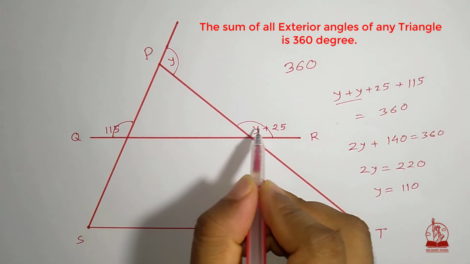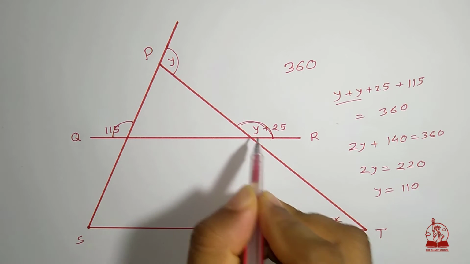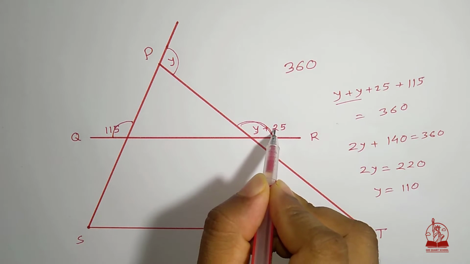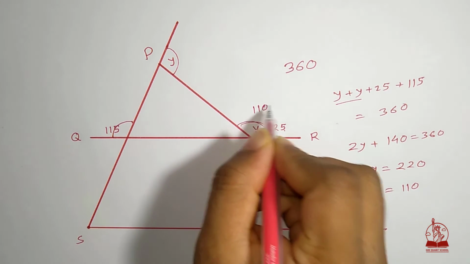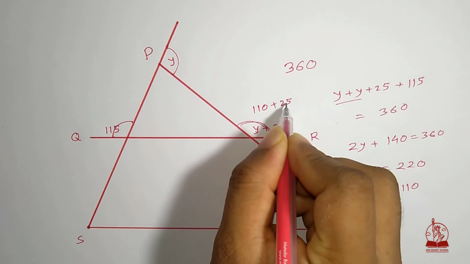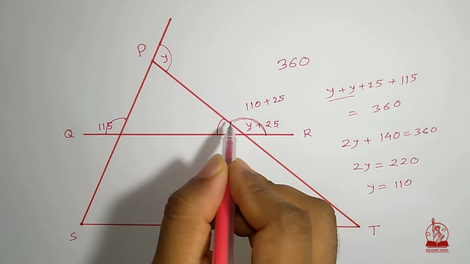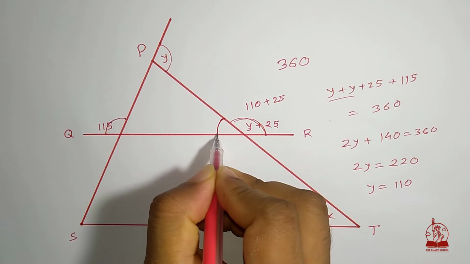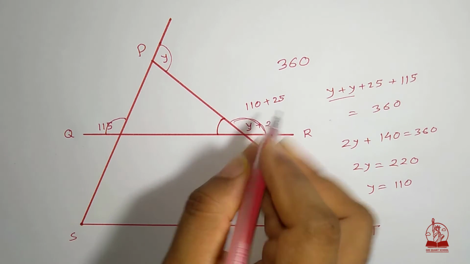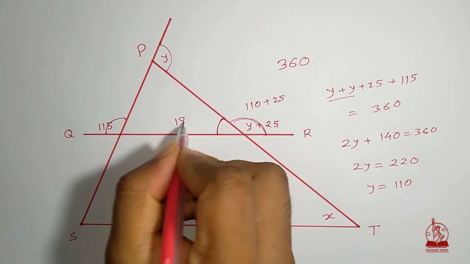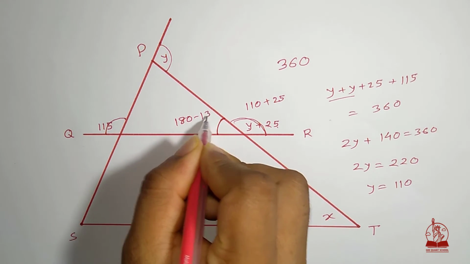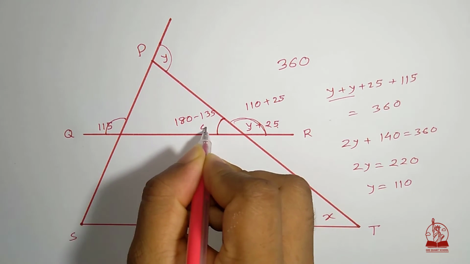Okay, then this angle is 110 plus 25, that means 135. So this angle is 180 minus 135, that means 45.